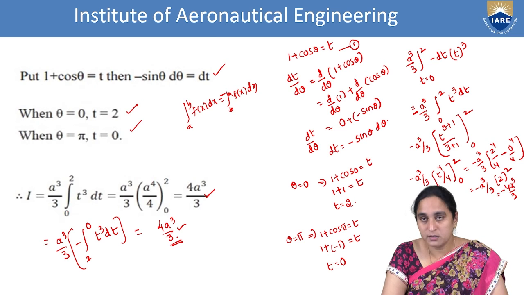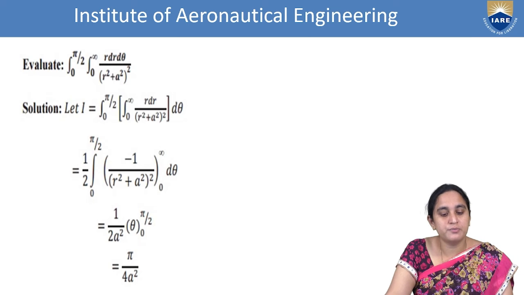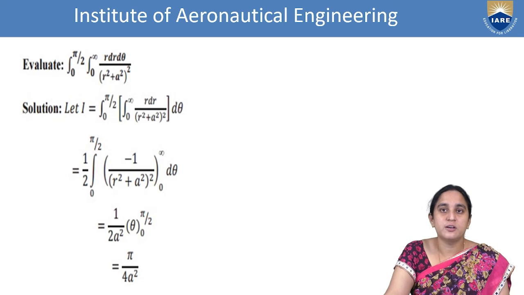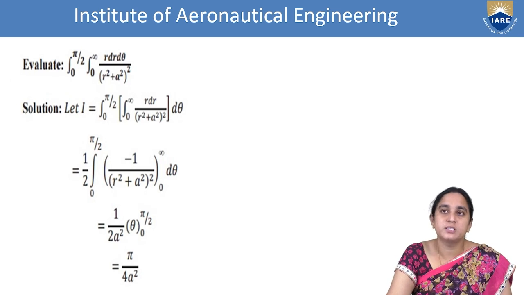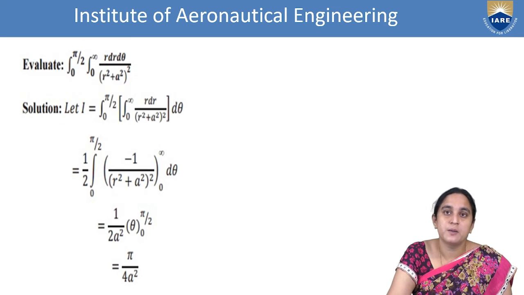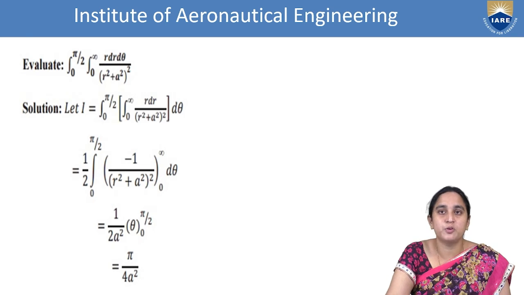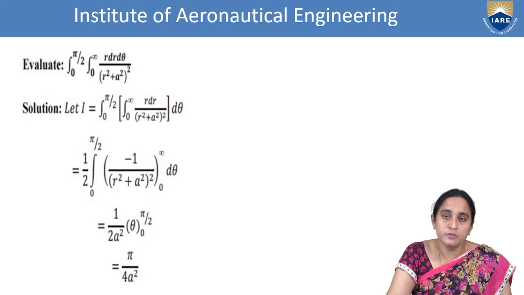Okay. Next one, third question: evaluate the integral 0 to pi by 2, integral 0 to infinity, r into dr d theta by r square plus a square whole square. Once you observe the difference between the second question and the third question: in the second question there are no limit points, but here in the third question limit points are also there, and the function is in polar form. Then directly integrate first with respect to r and after that with respect to theta.